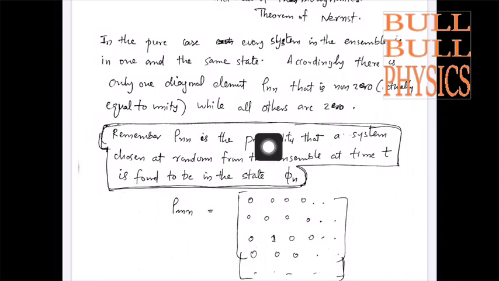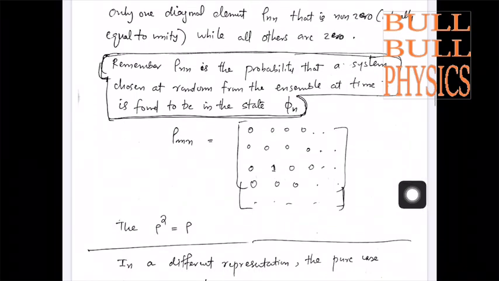So only one diagonal element is non-zero. Actually, that is equal to unity, while all others are 0. So this will be the form of rho mn now. Only one diagonal element corresponding to the state accessible to the system, one state accessible to the system, we will have 1 there. The rest of the diagonal elements will be 0. So when you take the trace, add all the diagonal elements, you will get 1.